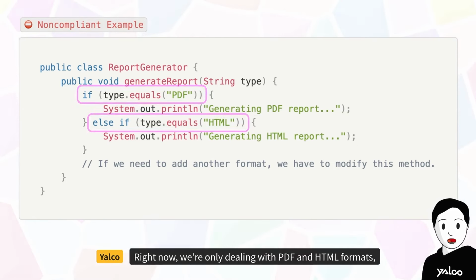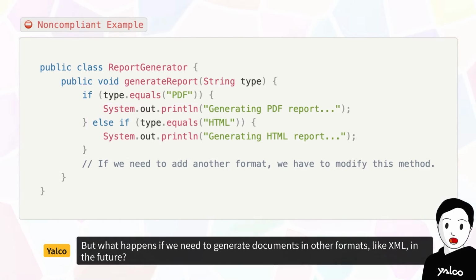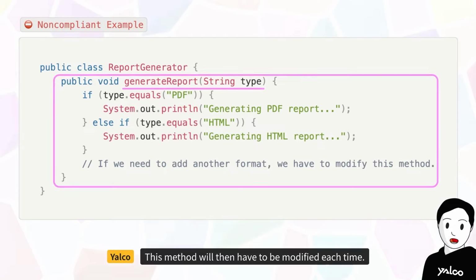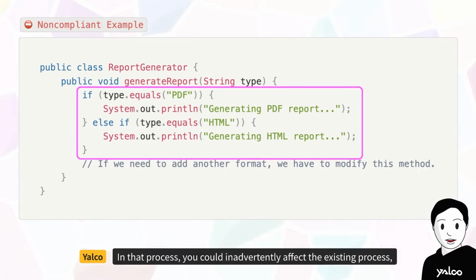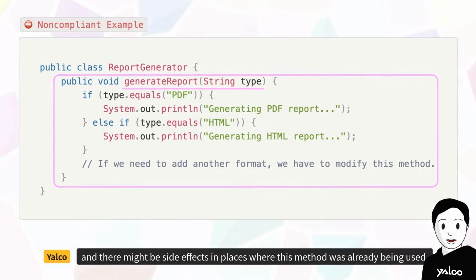Right now, we're only dealing with PDF and HTML formats, but what happens if we need to generate documents in other formats like XML in the future? This method will then have to be modified each time. As new cases are added, the code in this method will become more verbose and complicated. In that process, you could inadvertently affect the existing process, and there might be side effects in places where this method was already being used.